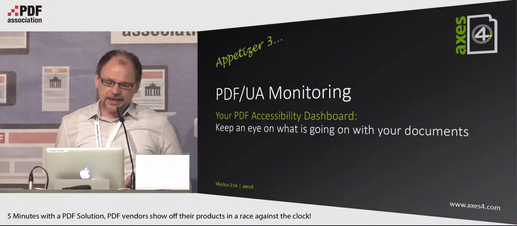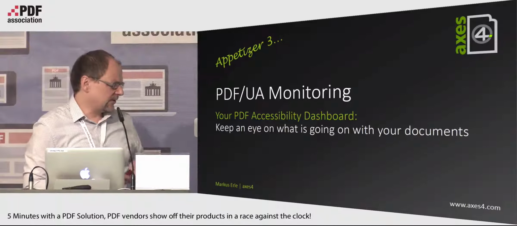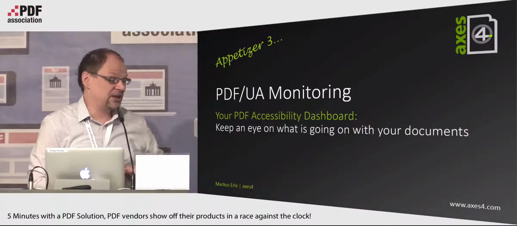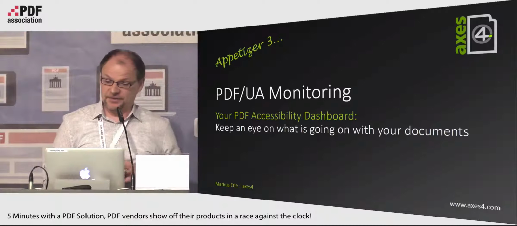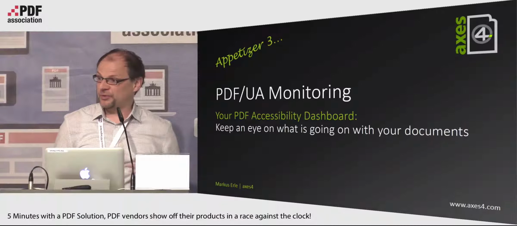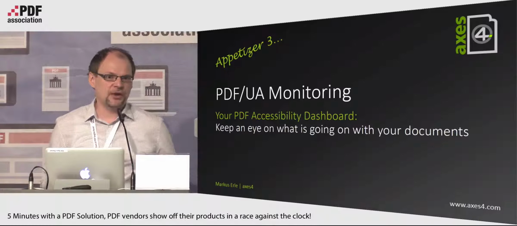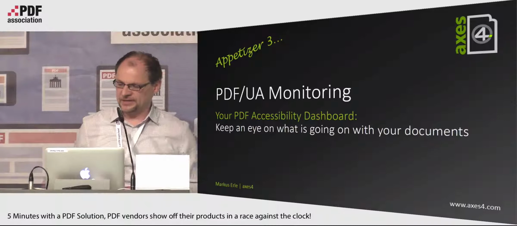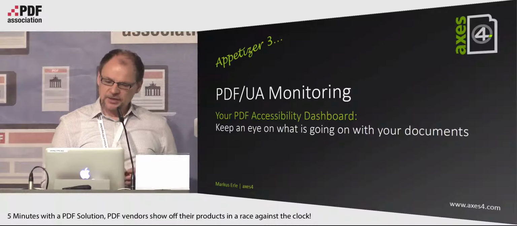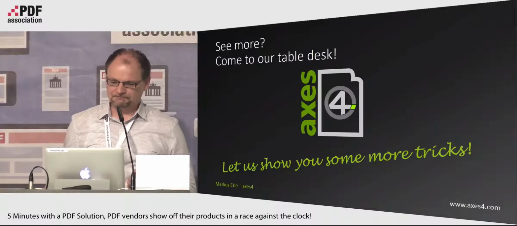And we have a third appetizer based on our technology. We have a kind of PDF UA dashboard for PDF UA monitoring. You can crawl your site and you get a report. It's based on the PDF accessibility checker technology. Maybe you know this checker, the PAC checker. It's a very commonly used, widely spread tool for PDF accessibility checking. And this solution helps you to keep an eye on what is going on with your documents.